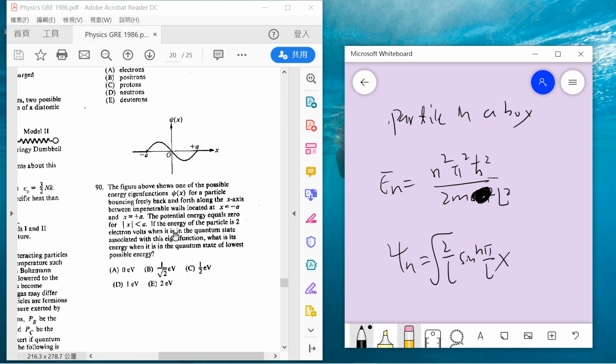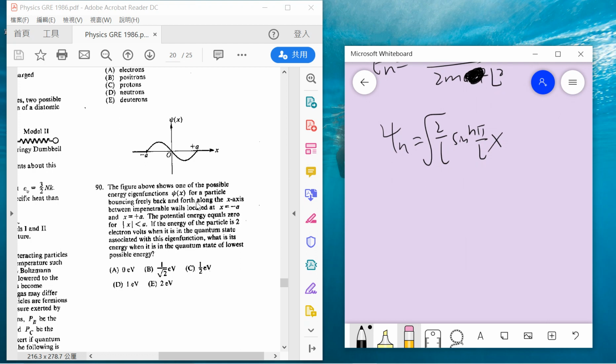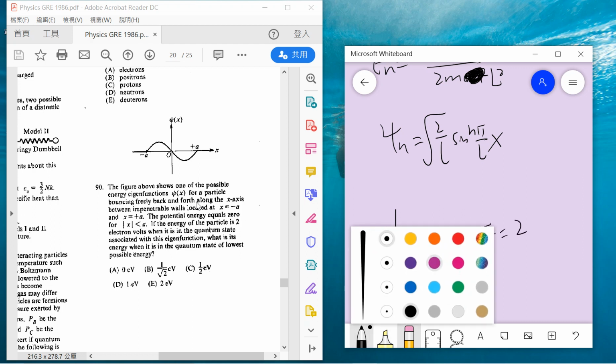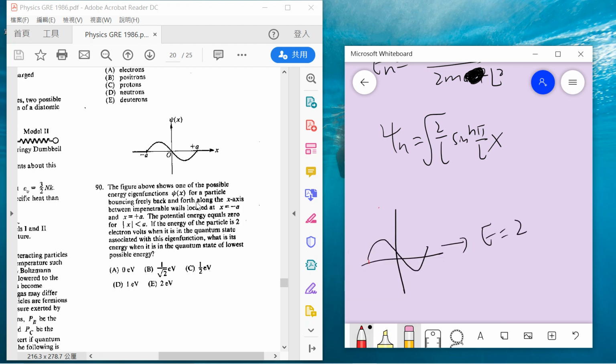Okay, it tells you that the energy of the particle is 2 electron volts when it's in the quantum state associated with eigen, basically this plot means that you have two. Okay, so I should plot it. If this wave function corresponds to energy 2 volts, then why is the ground state? So basically this is the second excited state, right? The ground state should be like this.